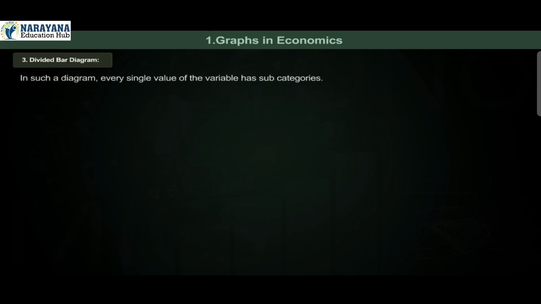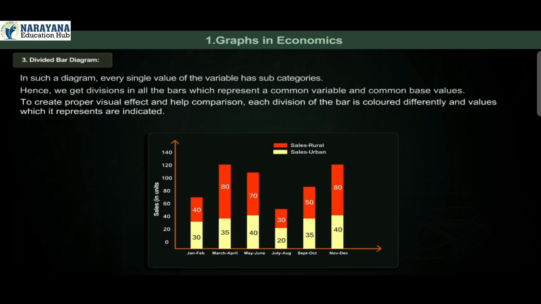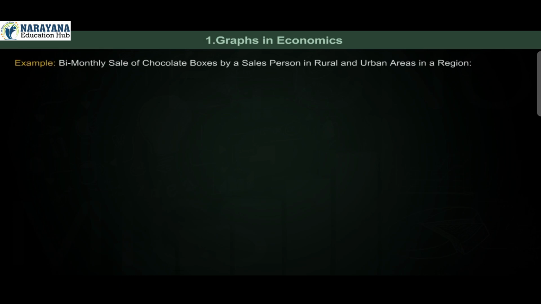Divided bar diagram. In such a diagram, every single value of the variable has subcategories. Hence, we get division in all the bars which represent a common variable and common base values. To create proper visual effect and help comparison, each division of the bar is colored differently and values which it represents are indicated. Example: bi-monthly sale of chocolate boxes by a salesperson in a rural and urban areas in a region.